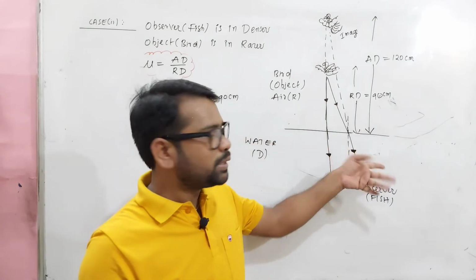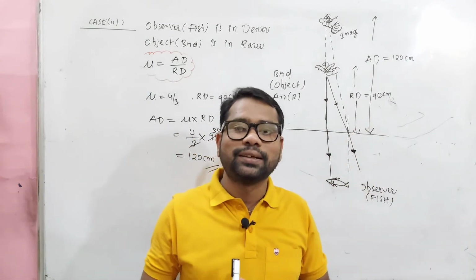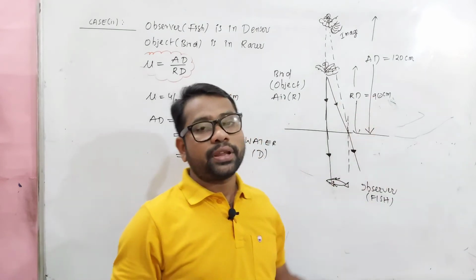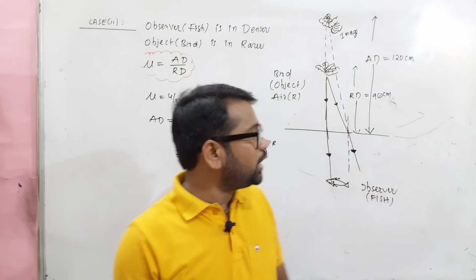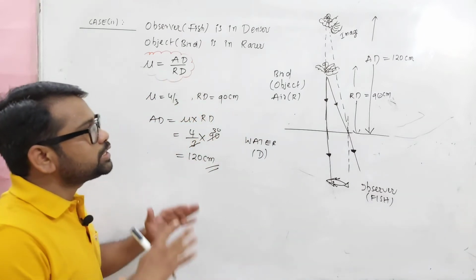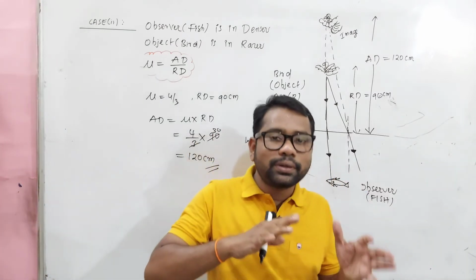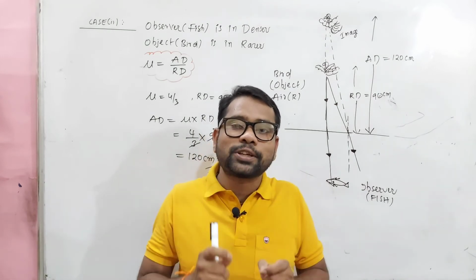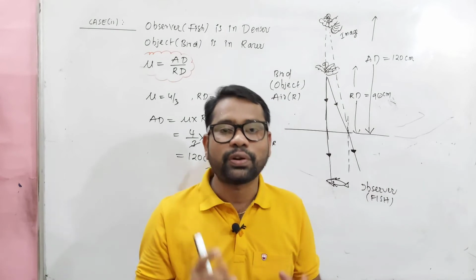So this is what actually happens. It's a very simple example to understand. The bird is actually at a 90 centimeters height, whereas for a fish, it is appearing at 120 centimeters. So children, this is the story behind the bird and the fish, especially the kingfisher bird. It is completely based on the concept called refraction of light.